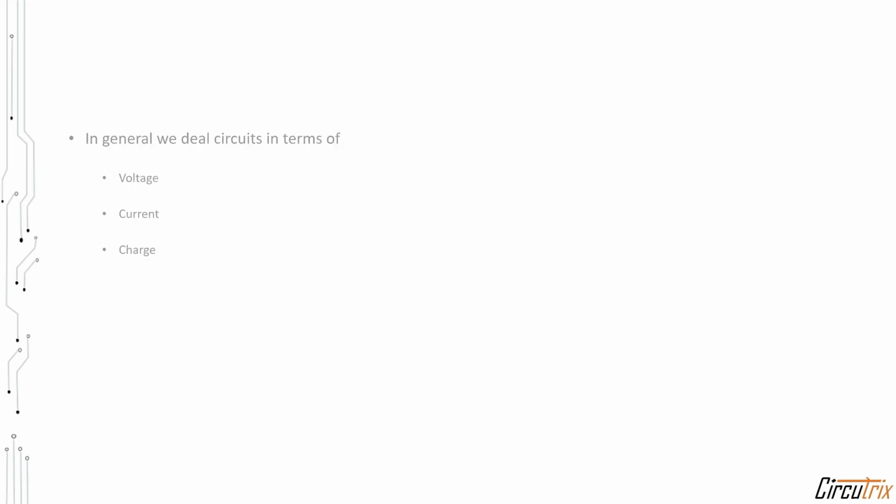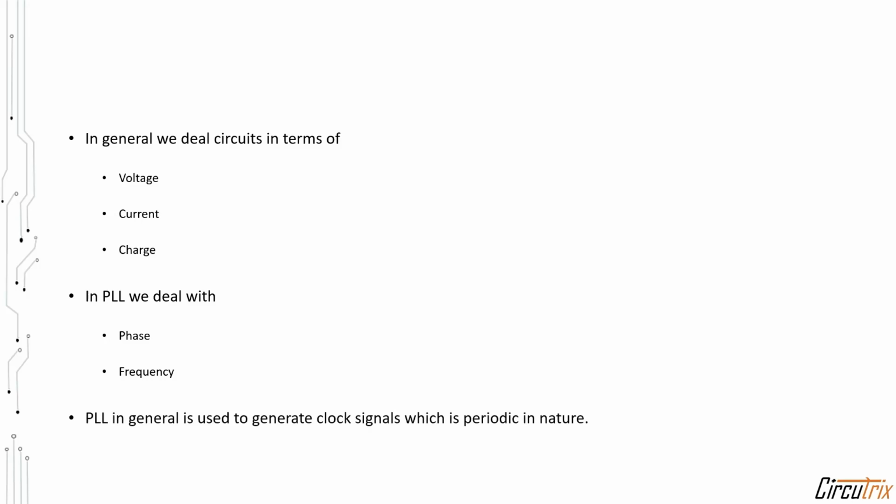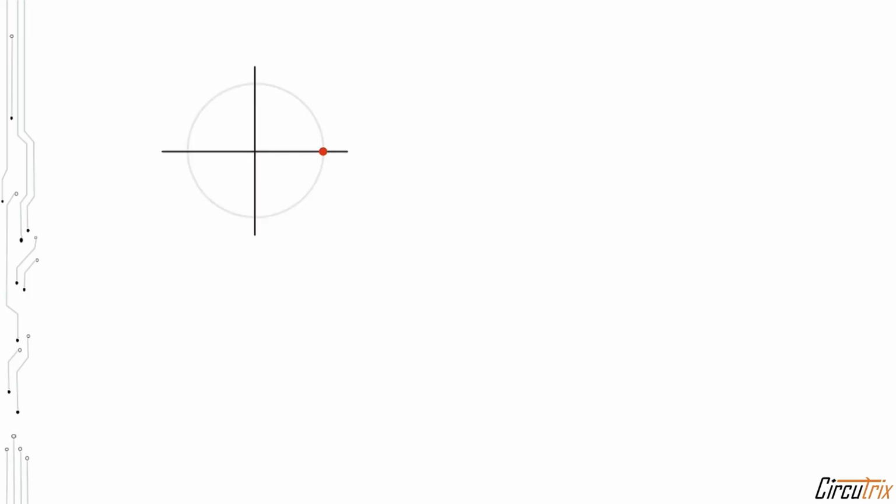Circuits are in general analyzed using voltage, current and charge. In PLL, we deal with phase and frequency. PLLs are used to generate the clock signals that are periodic in nature. So let's see briefly about phase, frequency and how they are related to each other.